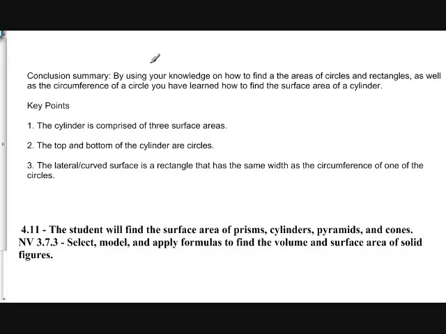Okay, in conclusion, summary, by using your knowledge of how to find the areas of circles and rectangles as well as the circumference of a circle, you have learned how to find the surface area of a cylinder. Key points to remember: the cylinder is comprised of 3 surface areas. The top and bottom of the cylinder are circles. The lateral curved surface is a rectangle that has the same width as the circumference of one of the circles.